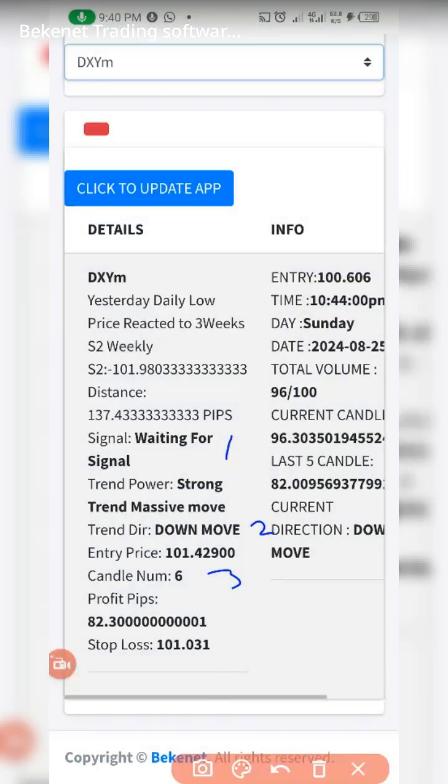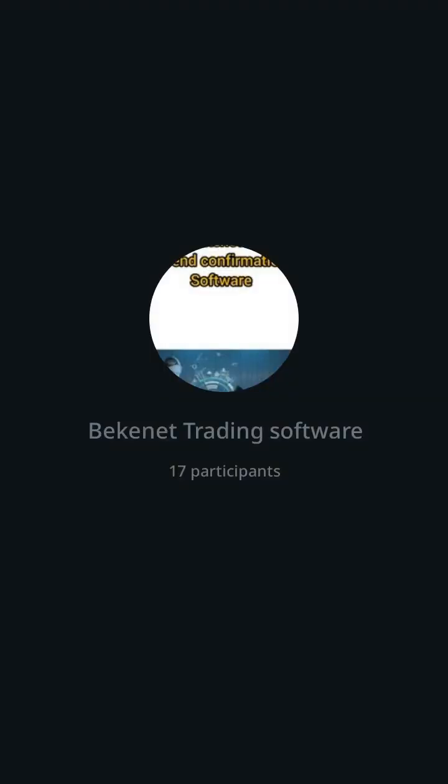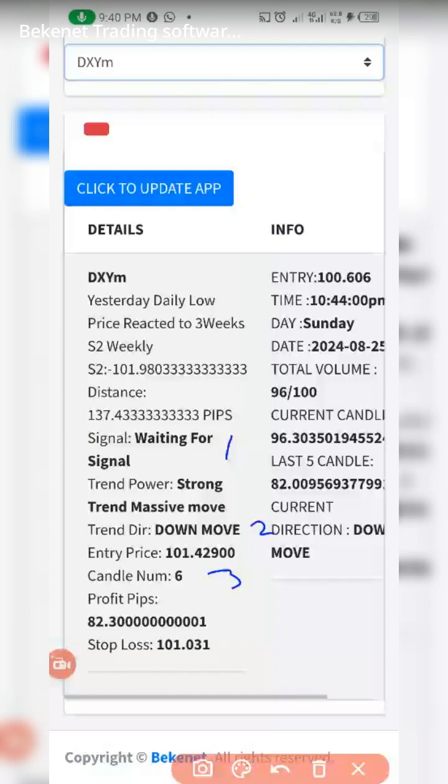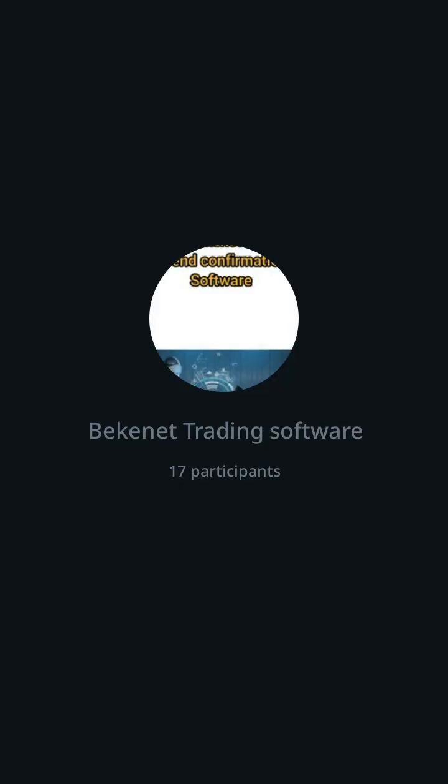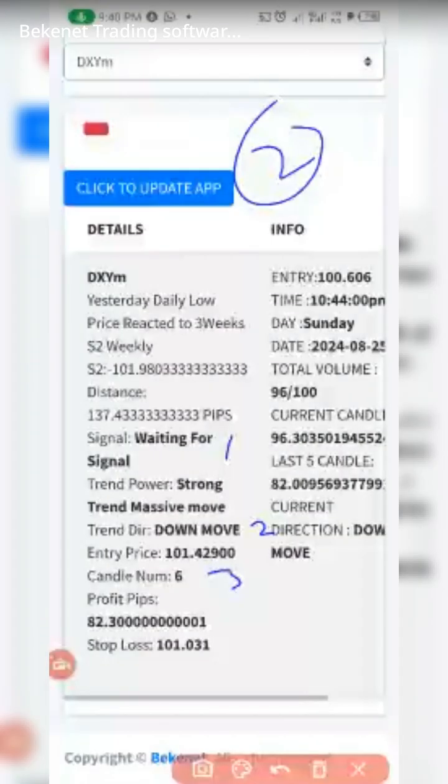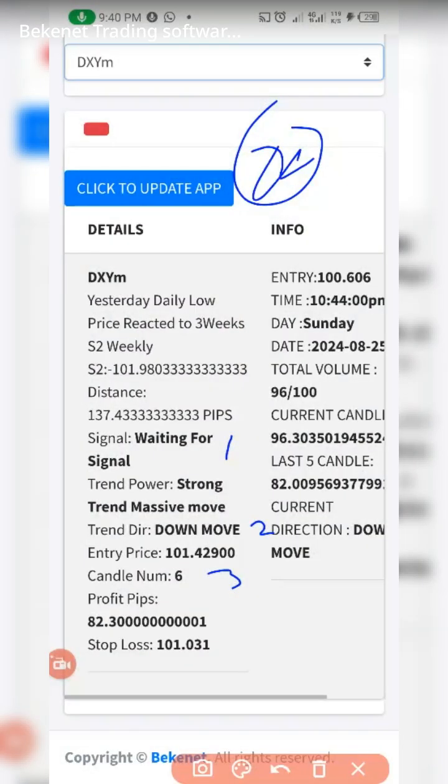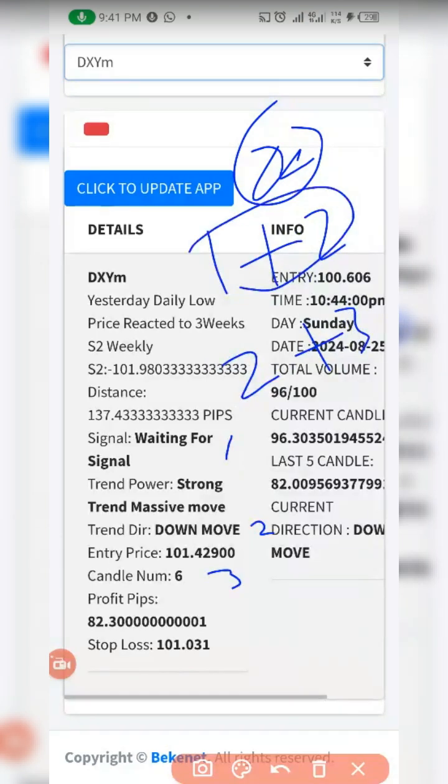How do we combine all these things to get a signal? Now, this Smash 100 has 2 setups in it. Listen very well. For the first setup, you combine 1 plus 2. For the second setup, you combine 2 plus 3. So 1 plus 2, which is the signal and trend direction, is what you need to combine.